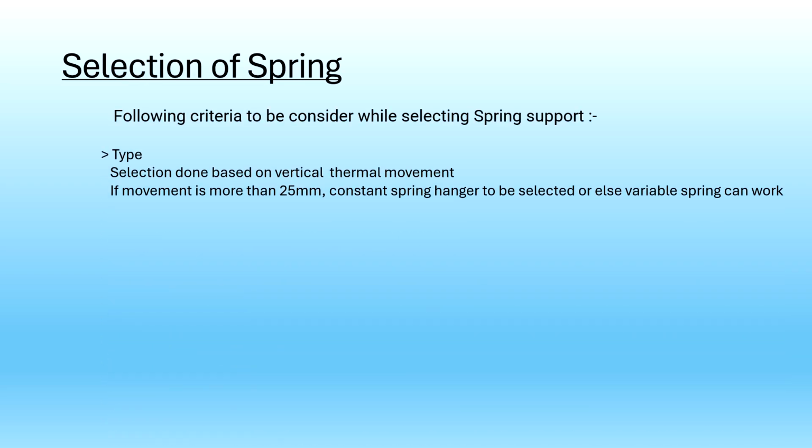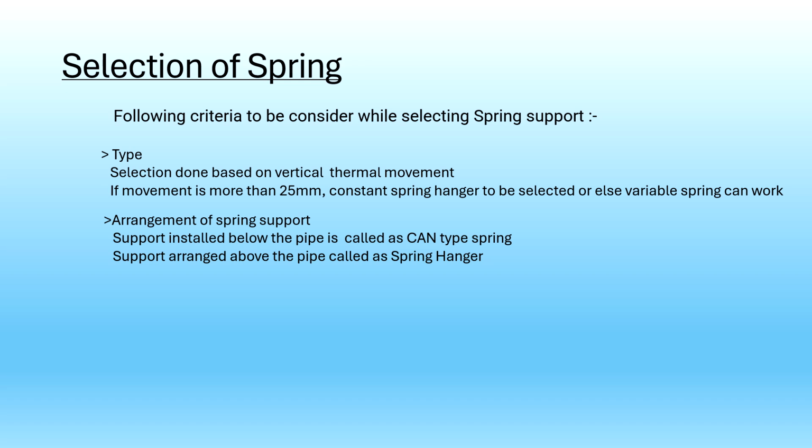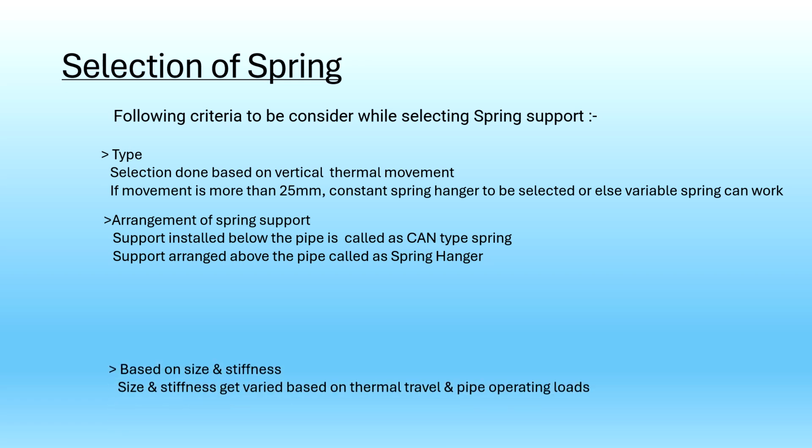Selection of springs. The following criteria are to be considered while selecting a spring support. Selection is done based on the vertical thermal movement. If the thermal movement is more than 25 mm, a constant spring hanger has to be selected, or else we can go with the variable spring. Arrangement of spring support: spring supports installed below the pipe are called can type springs, and the supports arranged above the pipe are called spring hangers.